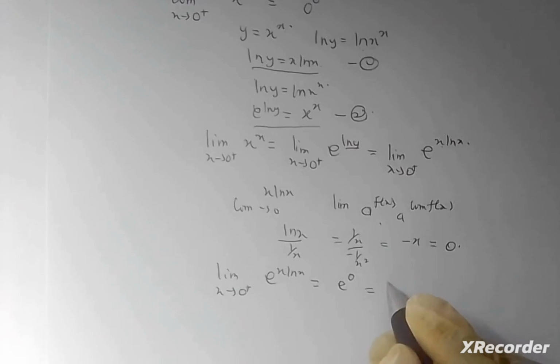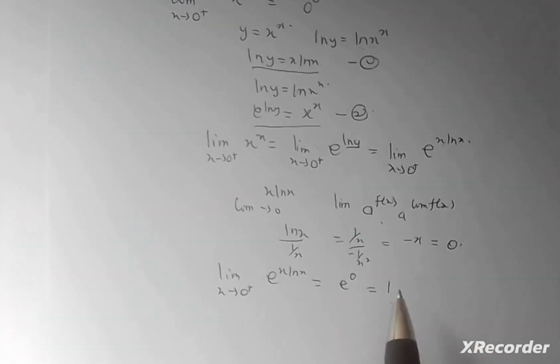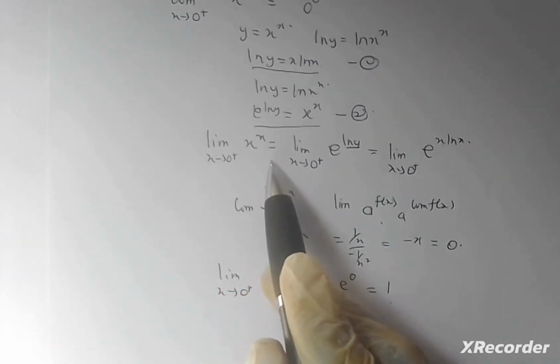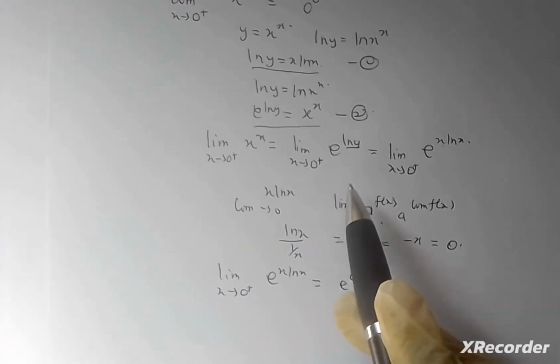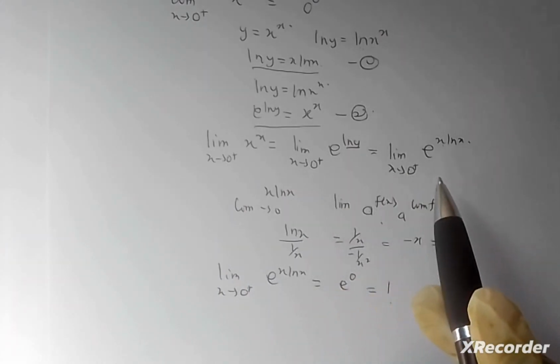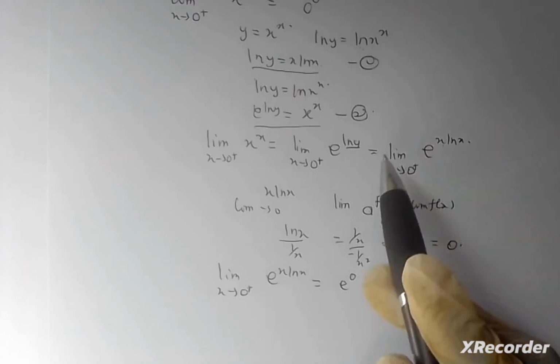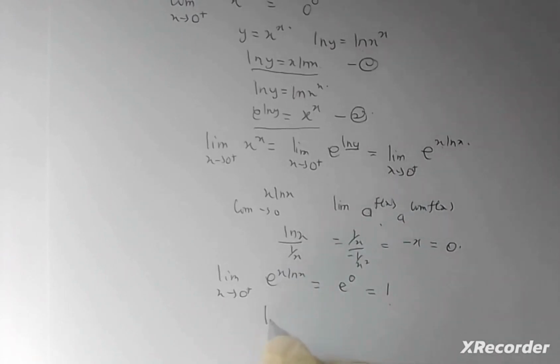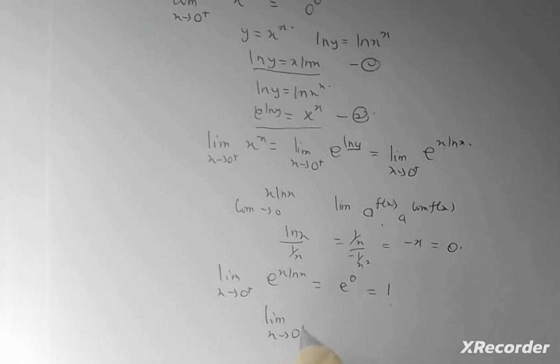And that is giving us what? 1. If the limit of this is equal to 1, there was an equation here that the limit of x to the power x is equal to the limit of e to the power ln y, and it's also equal to the limit of e to the power x ln x. So since this is equal to 1, this will be equal to 1. And finally, the limit as x approaches 0 plus of x to the power x will also be equal to 1.